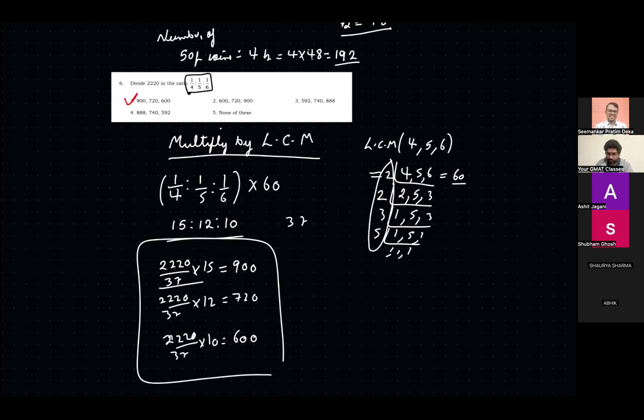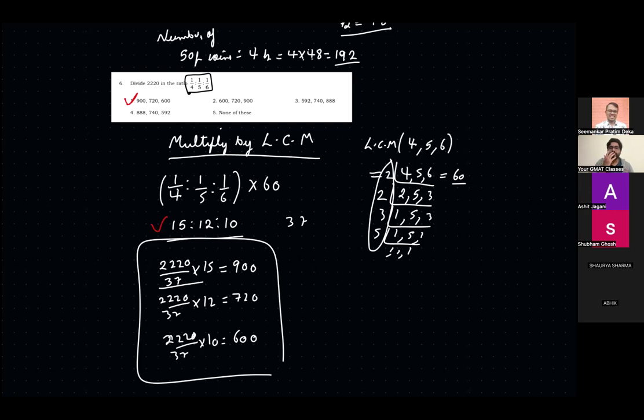Excuse me, sir. Would you please repeat this thing? I didn't get it. Repeat what? Repeat the down part, like you multiplied by 60. I got the new ratio as 15, 12, and 10, and the sum is 2220.